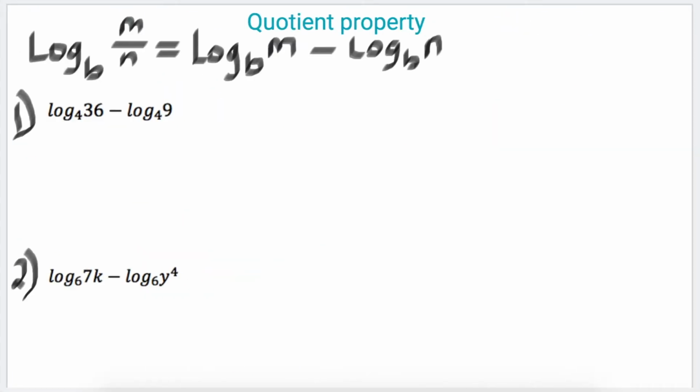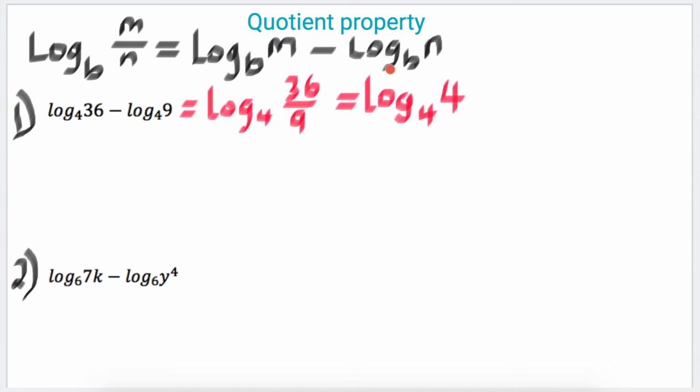The quotient property is the next property we're going to look at. So if you have log base b of m divided by n, it's the same as just subtracting the two logs. So for the first example, we have log base 4 of 36 minus log base 4 of 9. What we're going to do is divide 36 by 9. That's going to be the first thing we do. So this quotient can be simplified to just log base 4 of 4.